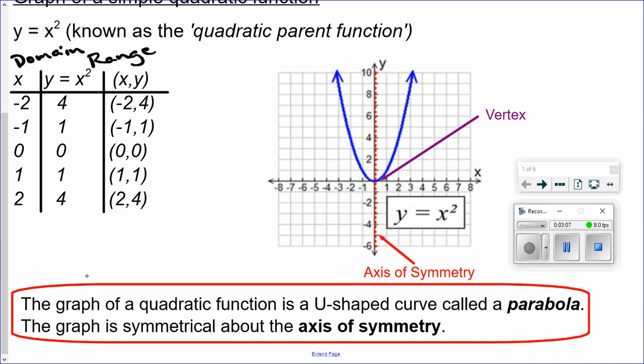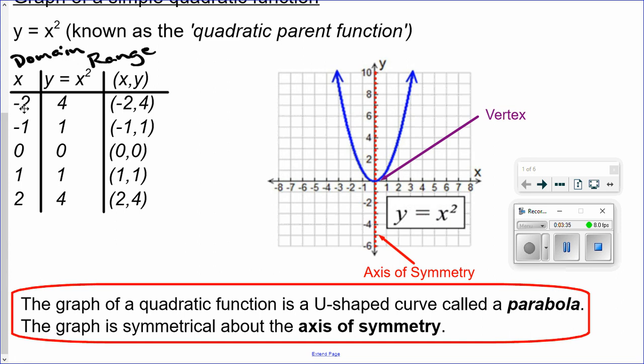So down here in this red box, it says the graph of a quadratic function is a U-shaped curve, and this U-shaped curve is called a parabola. The graph is symmetrical about the axis of symmetry. The axis of symmetry I put in here is this red dashed line. And to say that this is symmetrical, what that means is the left side of the curve, if I was to fold it over, it would match up exactly with the right side of the curve.